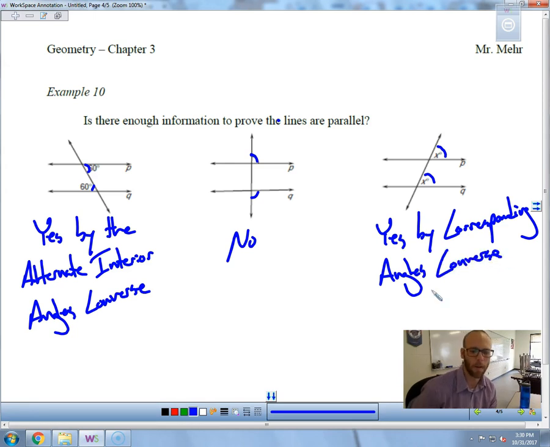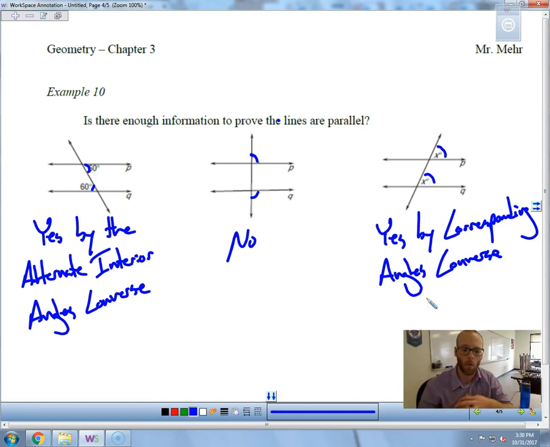Okay, and I didn't even mean to make that quick mistake there, but it brings up a good point that we're going to talk about in a minute anyway. We have the corresponding angles postulate, and we have the corresponding angles converse. We have to keep track of which one we're using. One of them says if the lines are parallel, then corresponding angles are congruent. The other says if corresponding angles are congruent, then the lines are parallel.